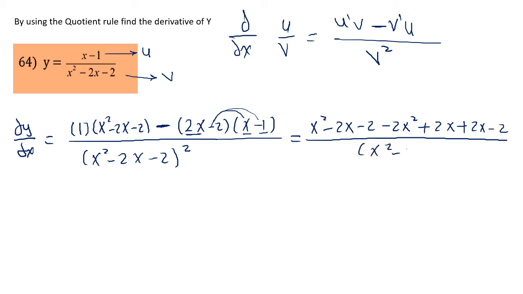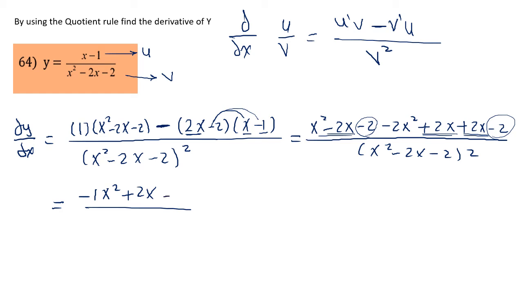I don't simplify the denominator, so it's equal to x squared and negative 2x squared is negative 1x squared, negative 2x, positive 2x, positive 2x is positive 2x, negative 2 and negative 2 is negative 4, all over the denominator to the power of 2. This is dy by dx.